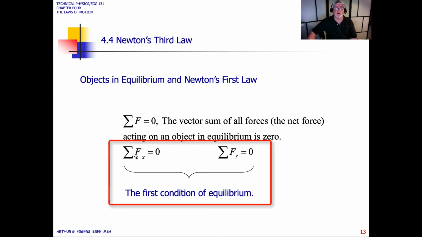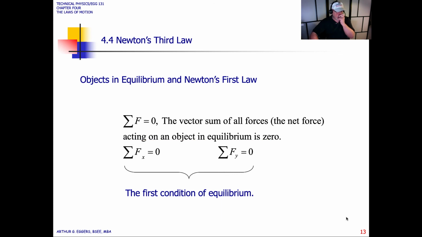If we look at the component forces associated with sigma F, or the summation of the forces, the summation of all the forces in the x direction will equal 0, and the summation of all of the forces in the y direction will equal 0. And this gives us what's called the first condition of equilibrium. That means essentially nothing is moving. Until you start trying to move the object, then things start changing. And we are no longer in equilibrium, we are now in motion.